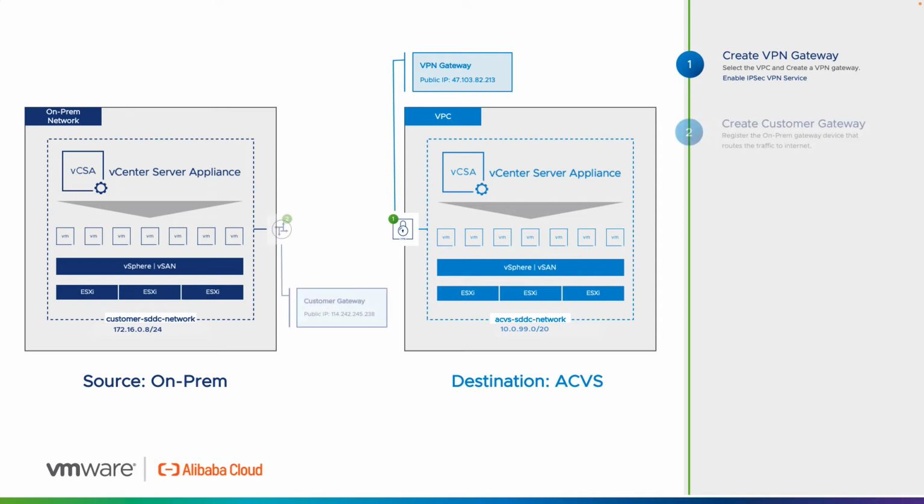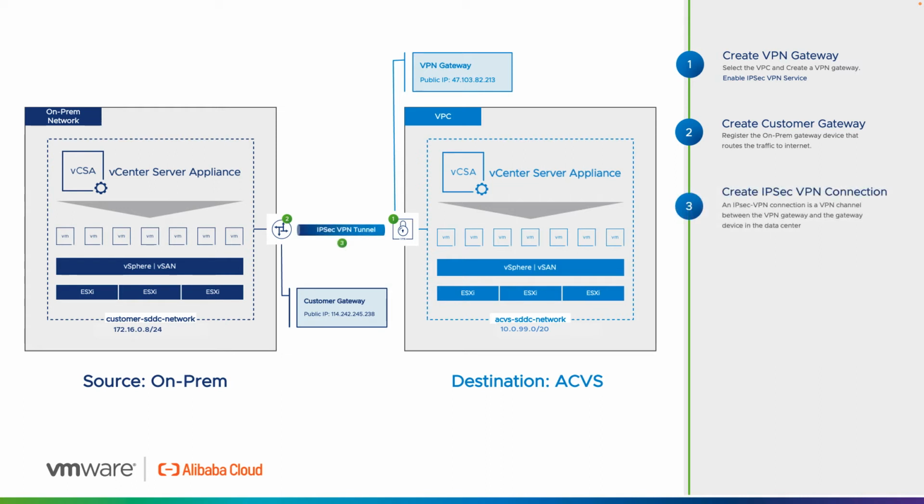Next, create a customer gateway. You need to register a customer gateway device which is accessible to the internet. For this step, you need to get the public IP address of the customer gateway device. We have a VPN gateway on the destination and a customer gateway on the source side. Let us go ahead and create an IPsec tunnel. This will make a secure encrypted connection between source and destination. Grab the IPsec tunnel configuration and configure the customer gateway device to activate the connection. Post this step, the IPsec tunnel should be active.